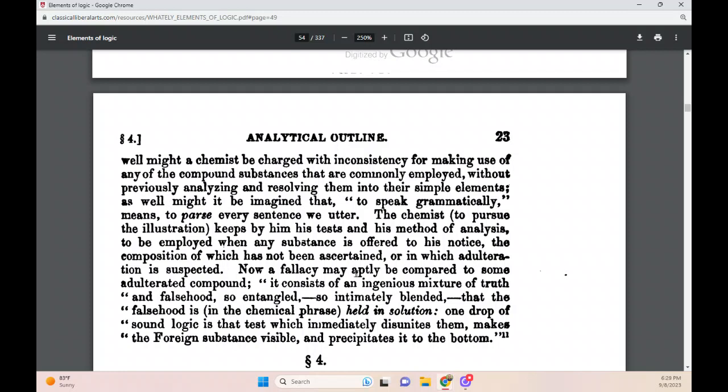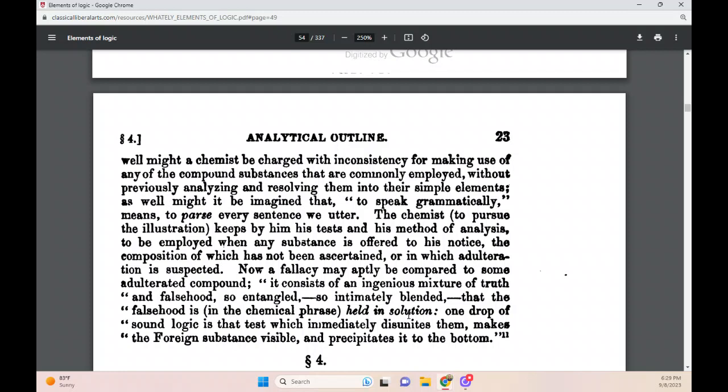A fallacy may aptly be compared to some adulterated compound. A fallacy is like a mixed compound, like a compound that is supposed to contain one thing, or maybe it's sold as containing something, but really, quote, it consists of an ingenious mixture of what is true and what is false, so entangled, so intimately blended together that the falsehood is held in solution.